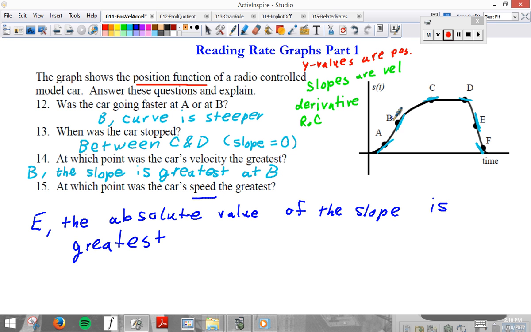Now, velocity graphs would be different. With velocity graphs, I would have to read the y values as the velocity, and the slopes would be acceleration. So if you ask me these questions about a velocity graph, everything would be much different. So please take care while you're working on a graph of velocity to apply these ideas of how the slopes are rates of change into that situation. Take care, be careful, stay safe.